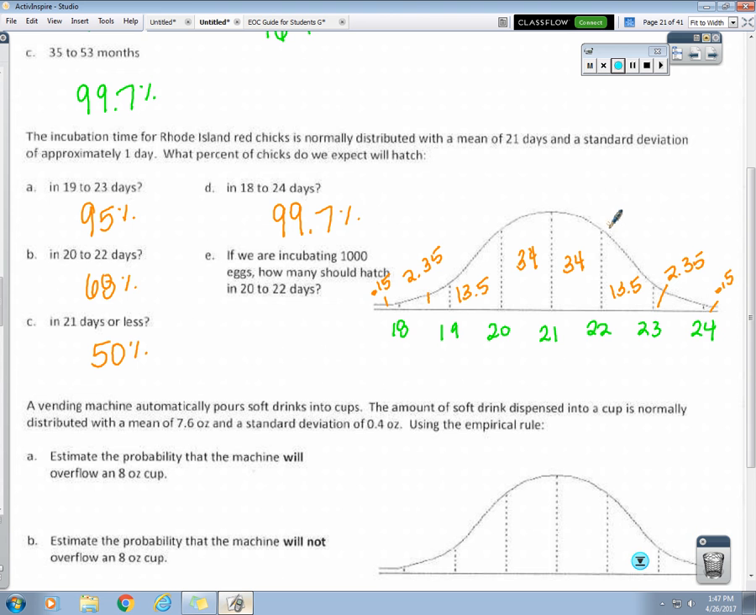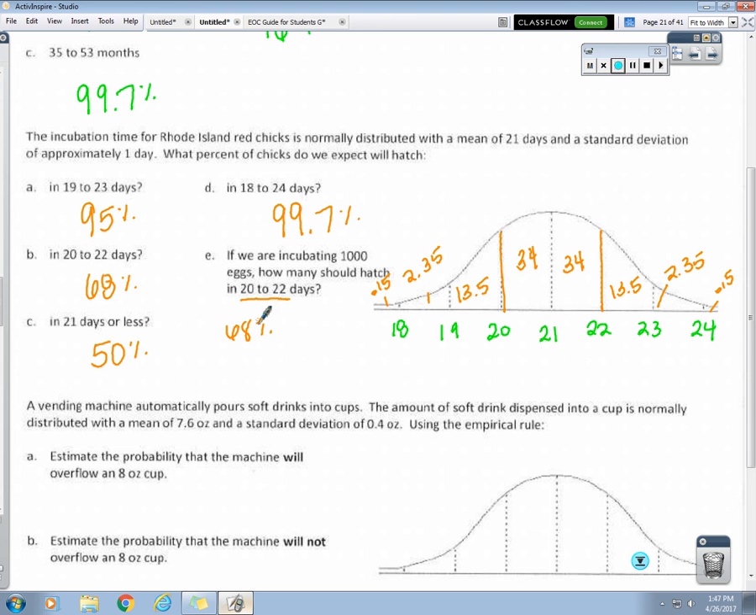Right, because what percent, Anna, what percent will hatch in that time period? You got to pay attention. No, you weren't.